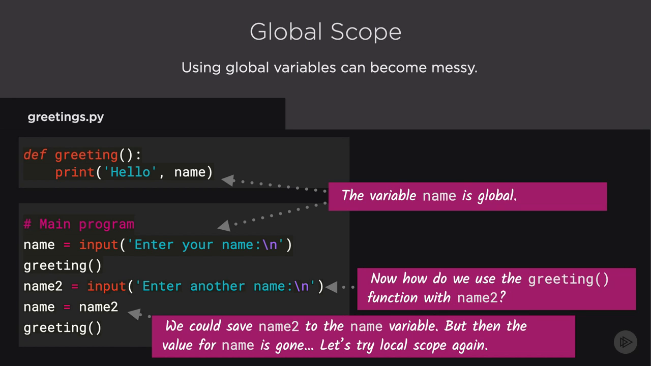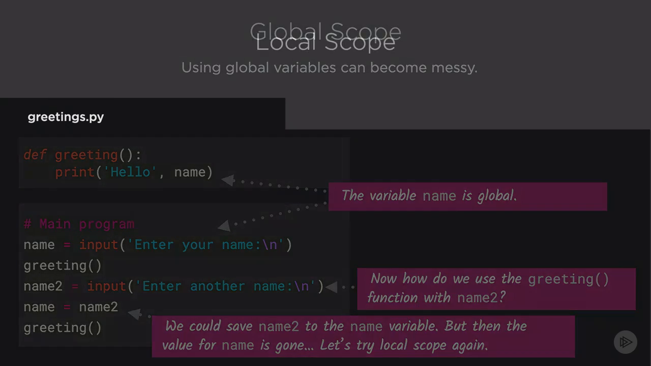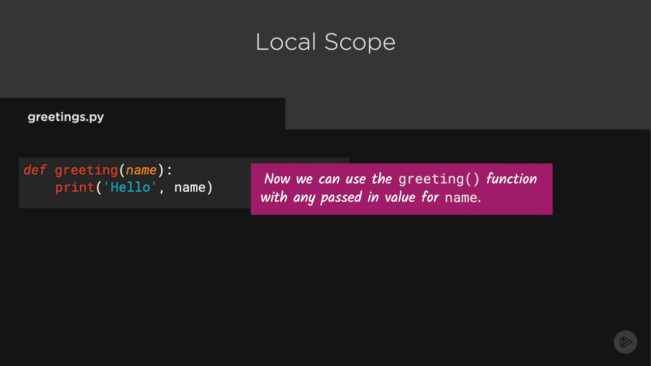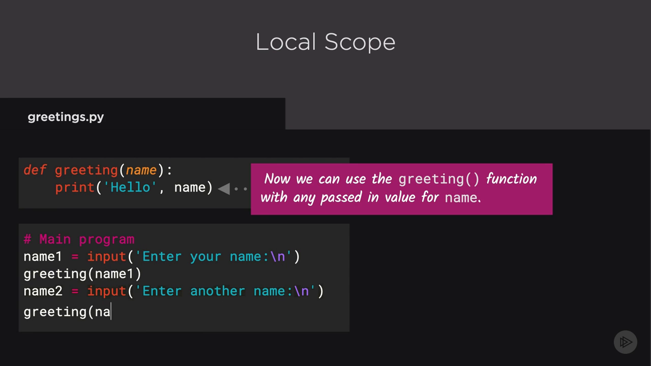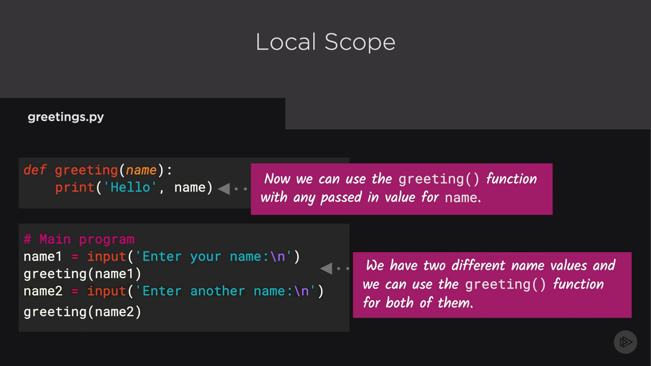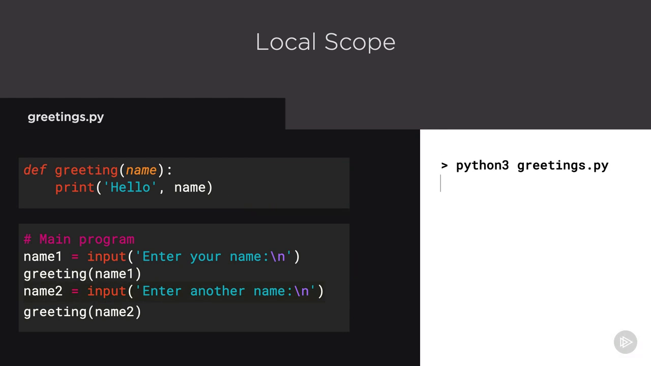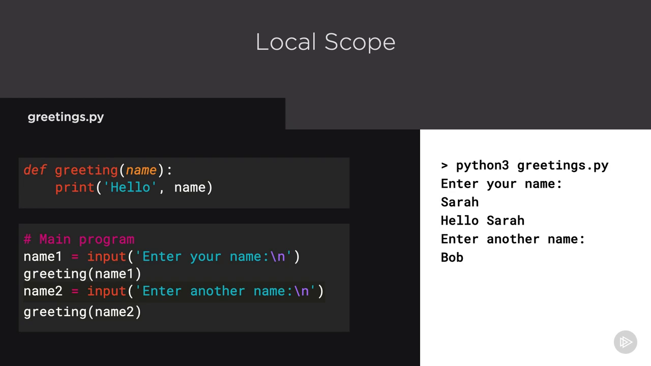Let's try this example again with local scope. Here we change the greeting function back to the way it was to take in a name parameter, and then print it instead of printing a global variable. And again, we have two different names in our main program, name1 and name2, and we can call the greeting function to print them both separately. If we run this, we can see it asks for a name and prints hello Sarah, and then it asks for another name and prints hello Bob.